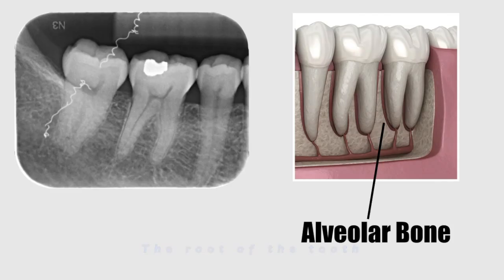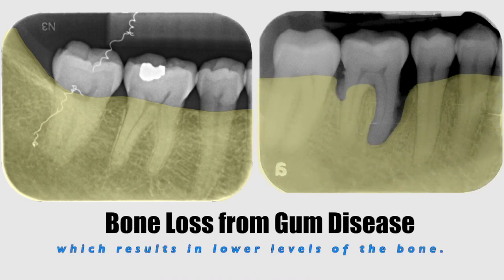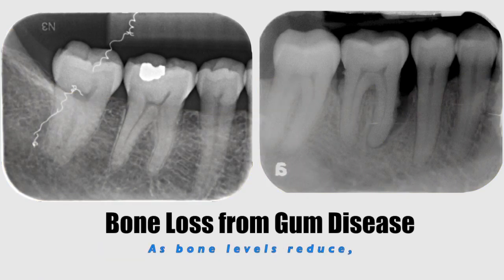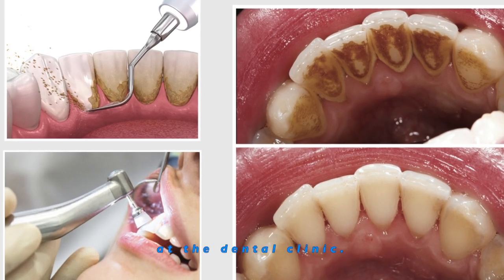The root of the tooth sits within the bone. Ideally, the entire root must be covered by the bone. During progressive gum disease, bacteria begin eating the bone, which results in lower levels of the bone. As bone levels reduce, the teeth become loose and in extreme cases may even fall out. This can be prevented by regular cleanings at the dental clinic.